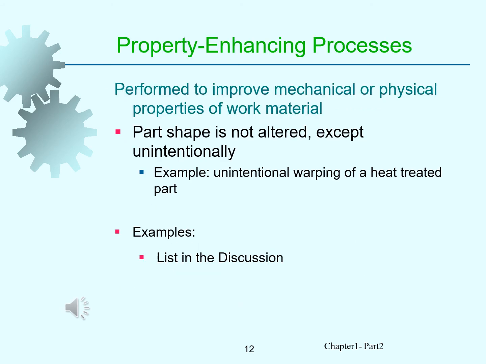Property enhancing processes. You don't change the part, you just change some kind of property on it. Mechanical, in other words, like we talked about the yield point, you change that, or the physical properties, so it looks different, it has different colors, something like that. You don't change the shape though, unless you have an accident. For example, heat treating is an example of changing the mechanical properties of the material. If you work in a steel mill, there's a very obvious example of this one, or if you work in other factories, a bunch of other examples.